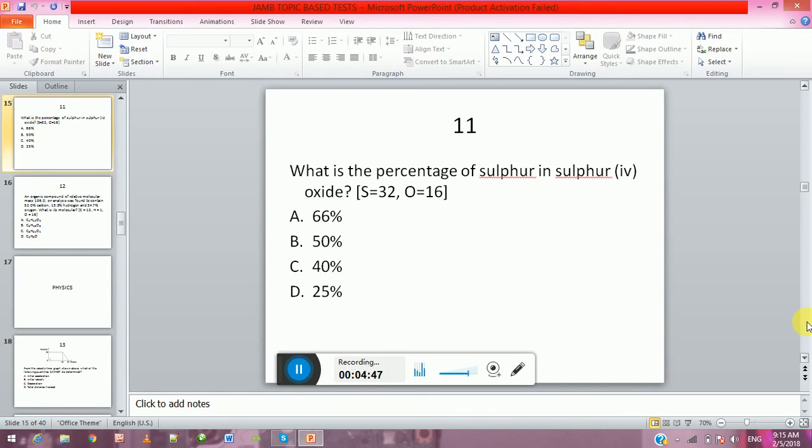What is the percentage of sulfur in sulfur IV oxide, where sulfur has the mass of 32 and oxygen has a mass of 16? A. 66%. B. 50%. C. 40%. D. 25%.